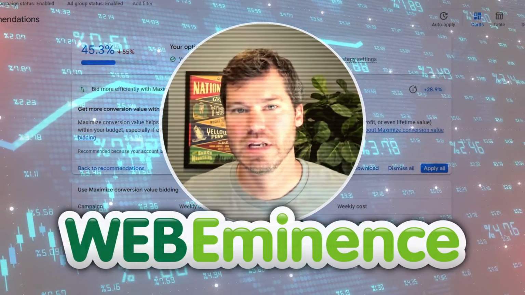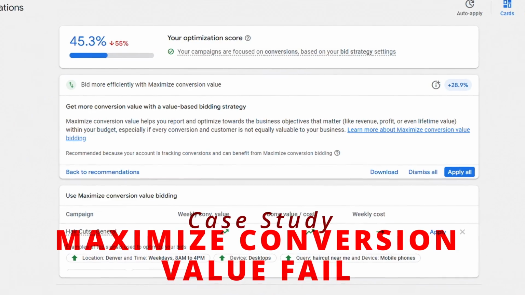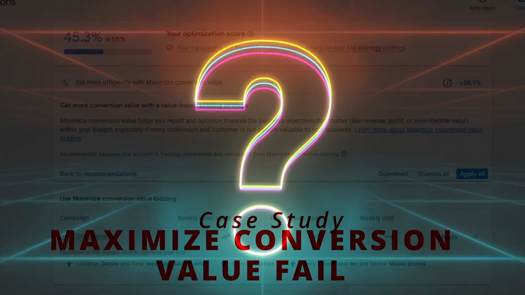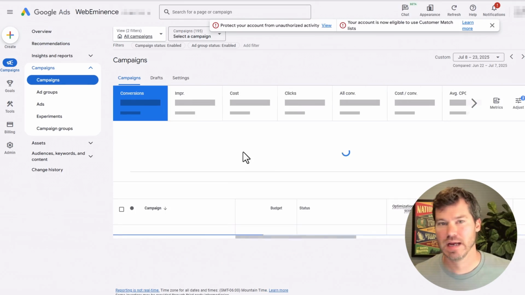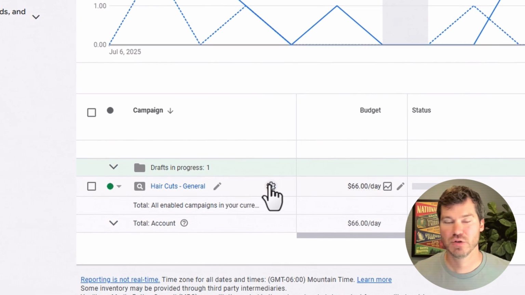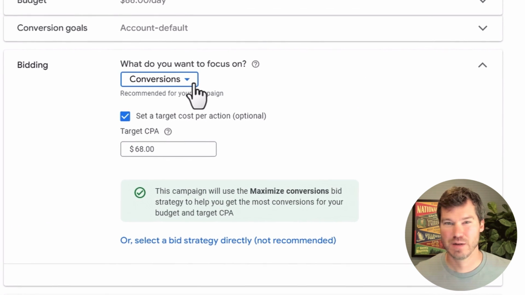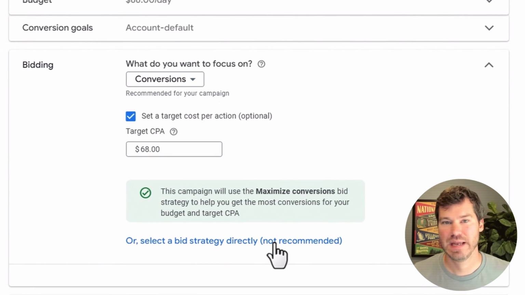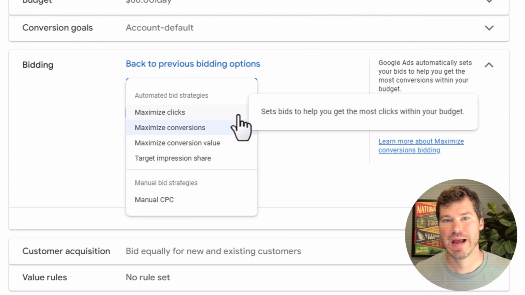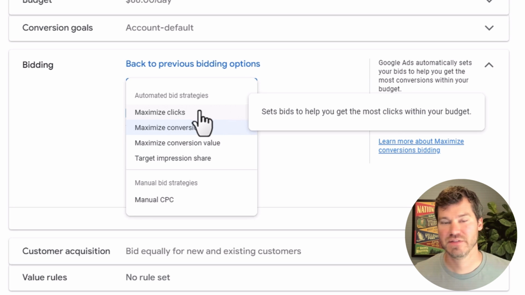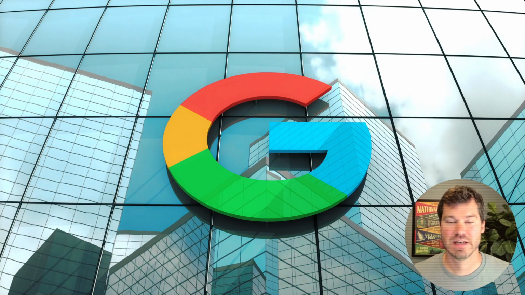So do you ever wonder if the bid strategy in Google Ads, maximize conversion value, actually works and when you should use it? I'm not one of those guys who does manual CPC bidding all the time. I do use smart bidding, including maximize conversions and maximize conversion value, on probably 80% of the campaigns that I manage. But in this video, I'm going to show you one example where maximize conversion value actually failed miserably after a Google strategist specifically recommended it for an account.